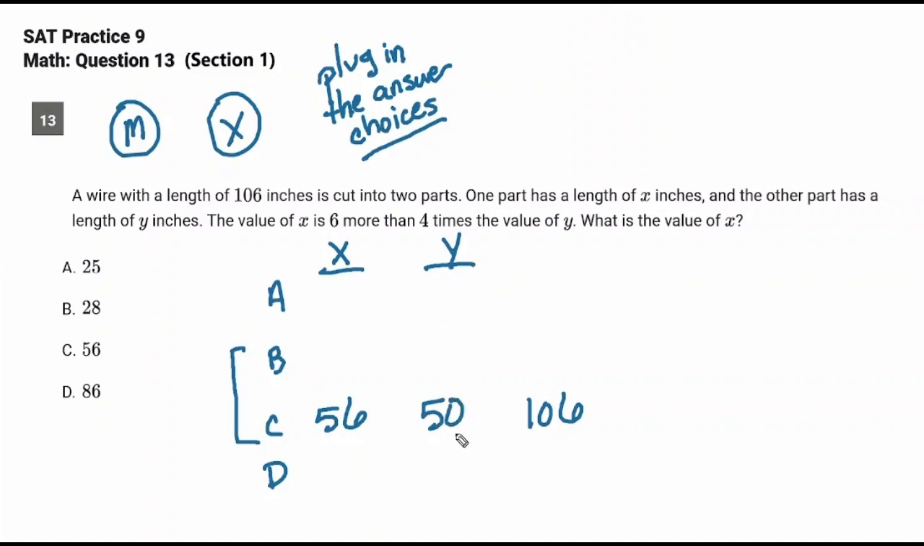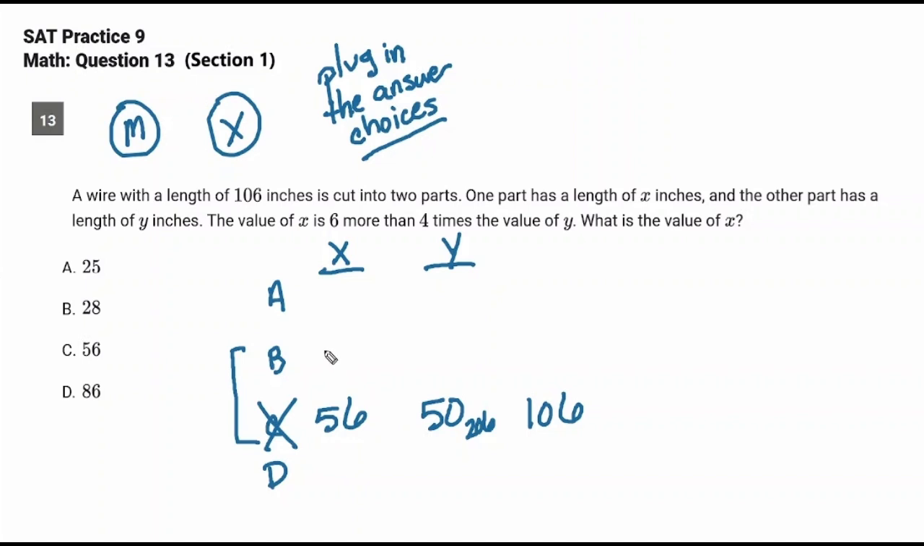4 times the value of Y, 4 times 50 is 200, plus 6 is 206. That's what X is supposed to be. But X is 56, so that's not right. Now, which way should you go? You say, I don't know. So just go a direction.